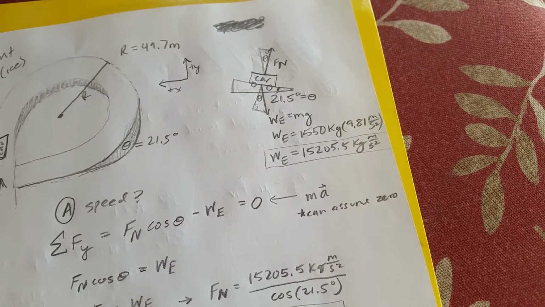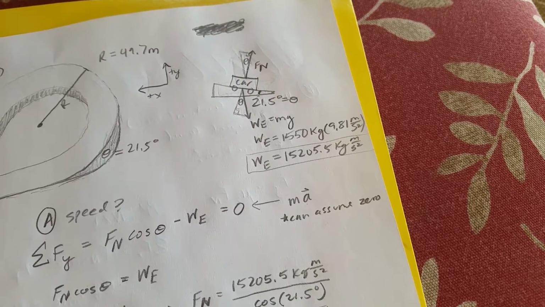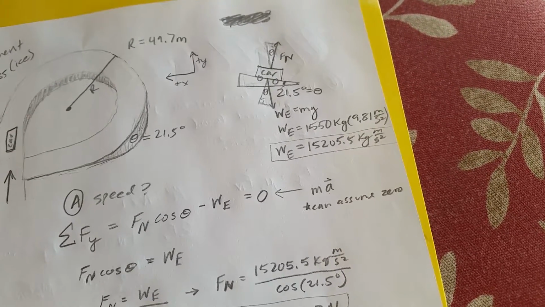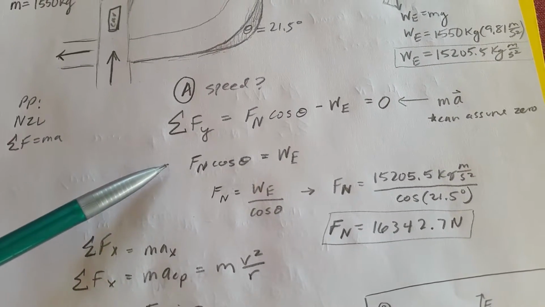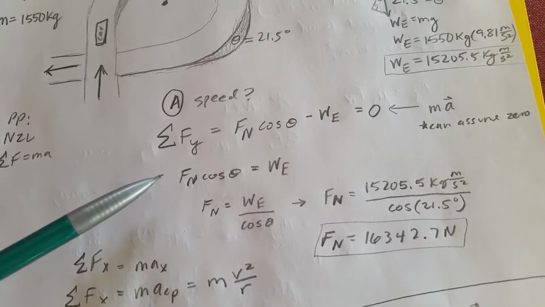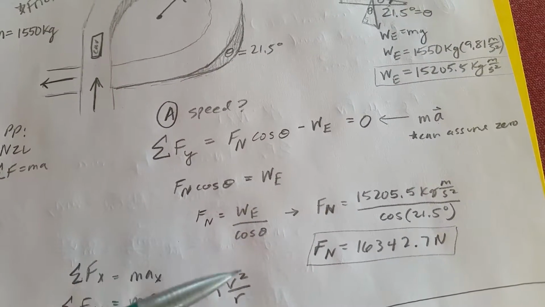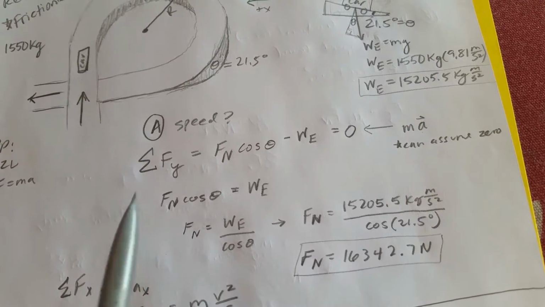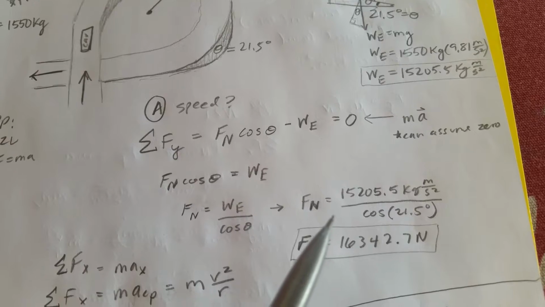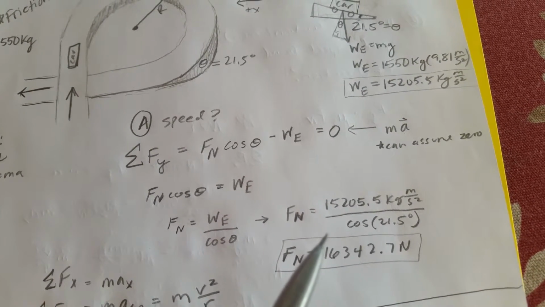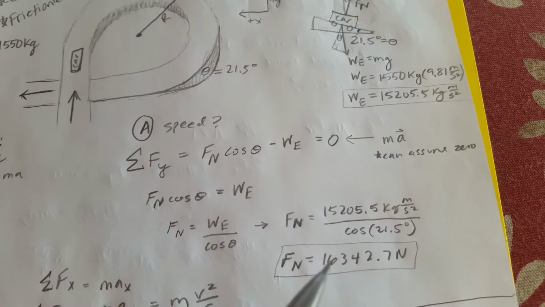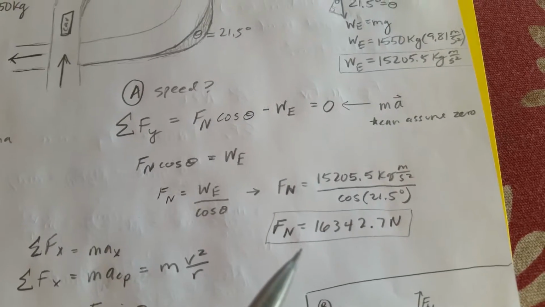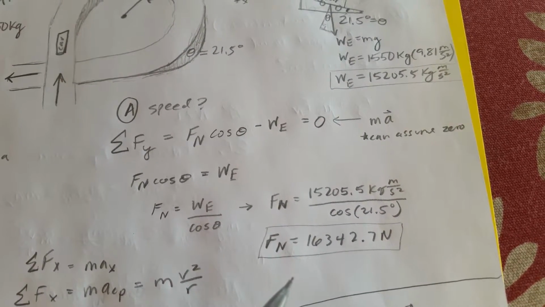It's asking you for velocity, so the acceleration is just 0. So the right half of the equation equals 0, and then you can bring the weight of the earth over onto the right side. Solving for force normal, this is the equation you get, and then plugging in what you know, you have 15,205.5, which is the weight of the earth you calculated before, and the cosine of the angle, 21.5 degrees. So the force normal comes out to be 16,342.7 newtons.